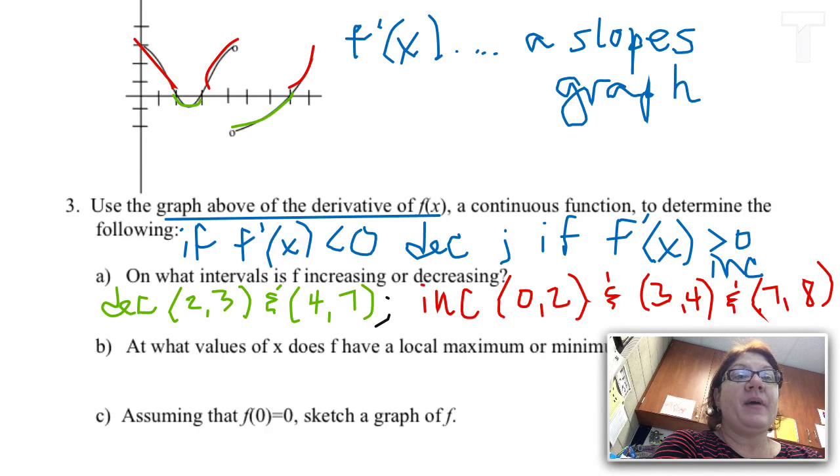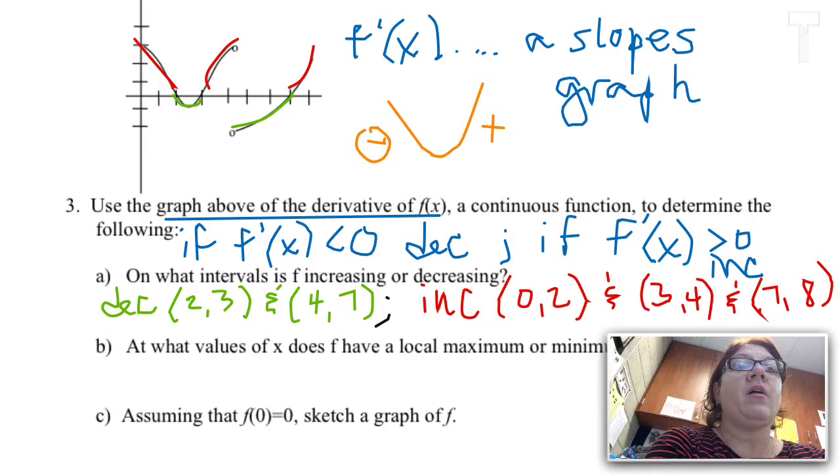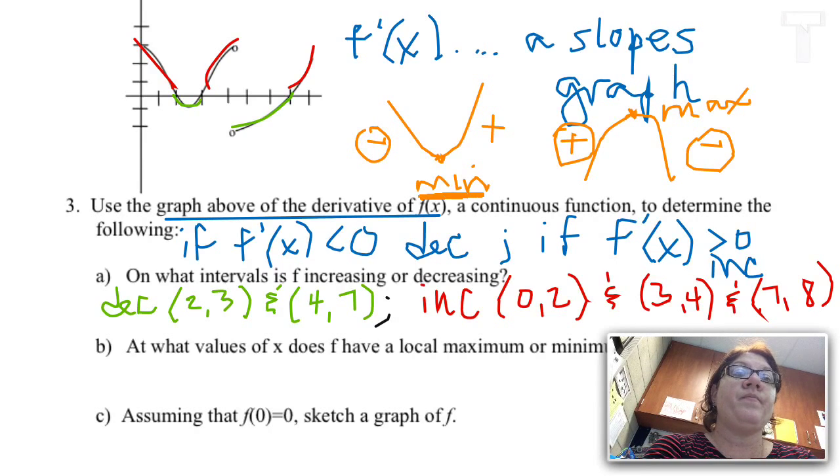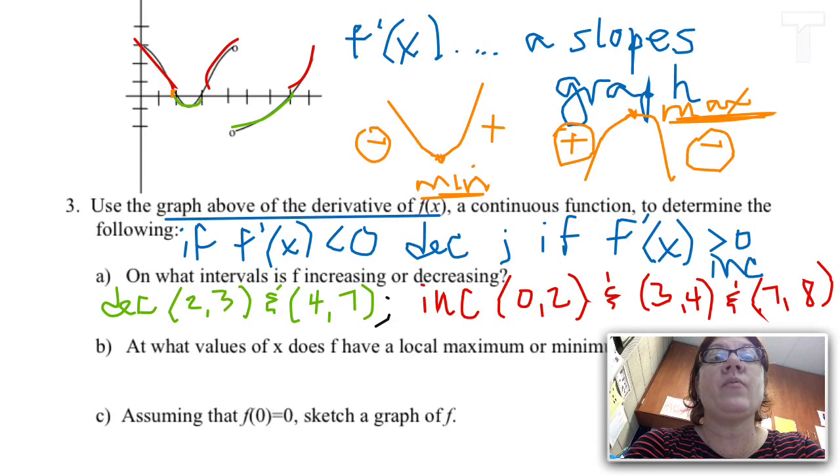So on the next piece, those maximums and minimums, remember they occur when I'm changing from decreasing to increasing, I'll get a minimum, and when I'm changing from increasing to decreasing, I'll get a maximum. So that means going from negative to positive, I'll get a minimum, and going from positive to negative, I'll get a max. So if I look up here, of course, that's when my slope is 0. So I've got 3 spots where my slope is 0, and I have to just check and see.